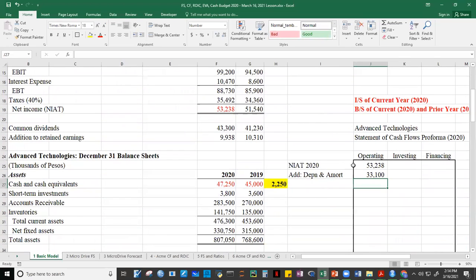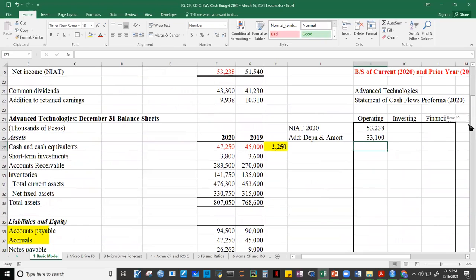Operating pa rin yan, ha? Operating. Alright, so let's go now here. After that, guys, we now go to the balance sheet.